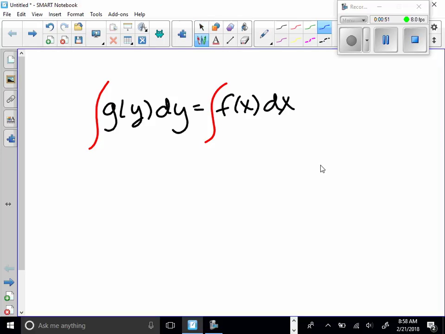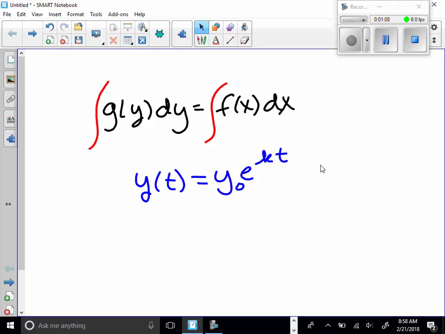Another thing that we talked about in 7.4 was an exponential growth equation where we had y0, which was whatever the initial amount was, and that was e to the kt. And k, if k is positive, then we have a growth situation. If k is negative, we have a decay situation. And so we can adjust it that way.